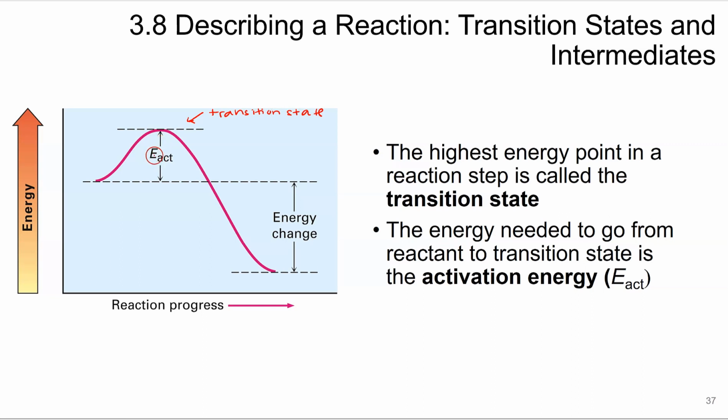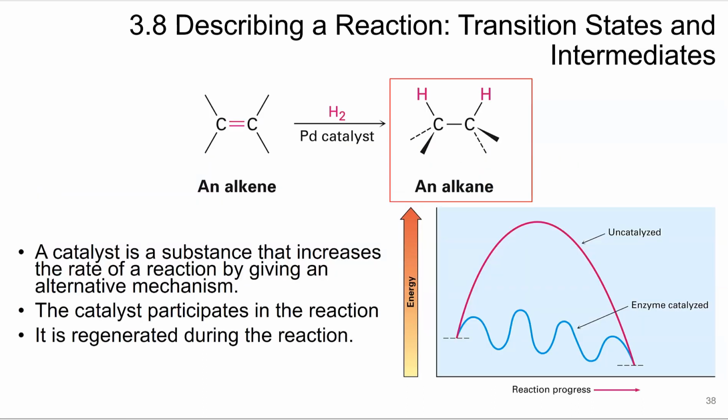The activation energy, or Eact, is the energy that it needs to overcome that first hump. So another type of reaction that we'll see is addition of hydrogen, which is also going to be categorized as a reduction reaction.